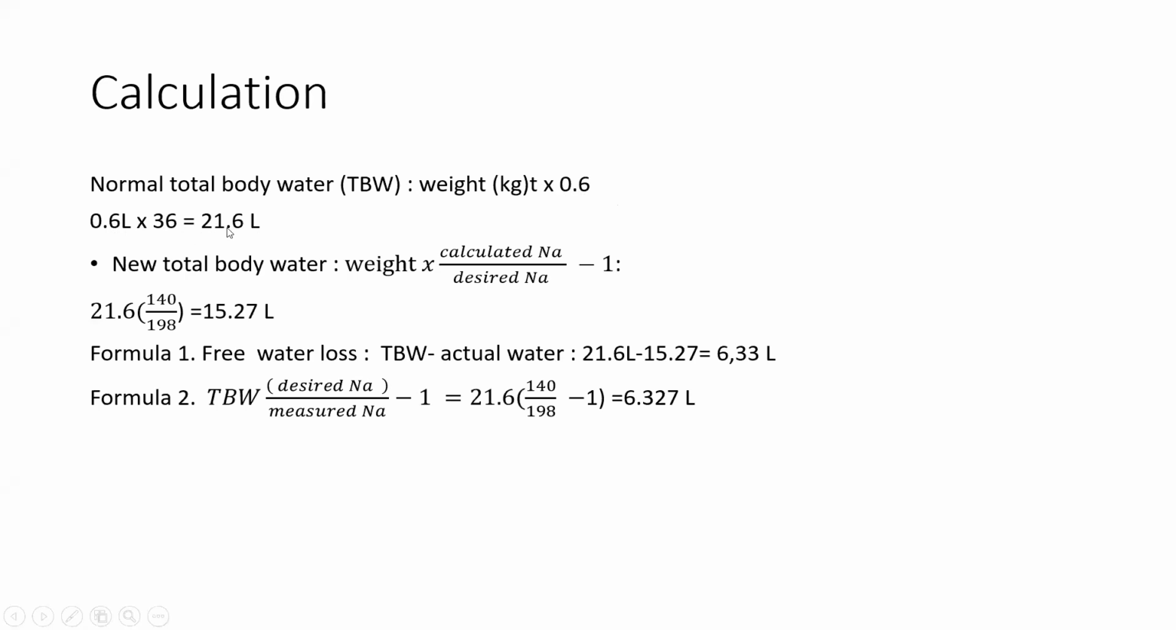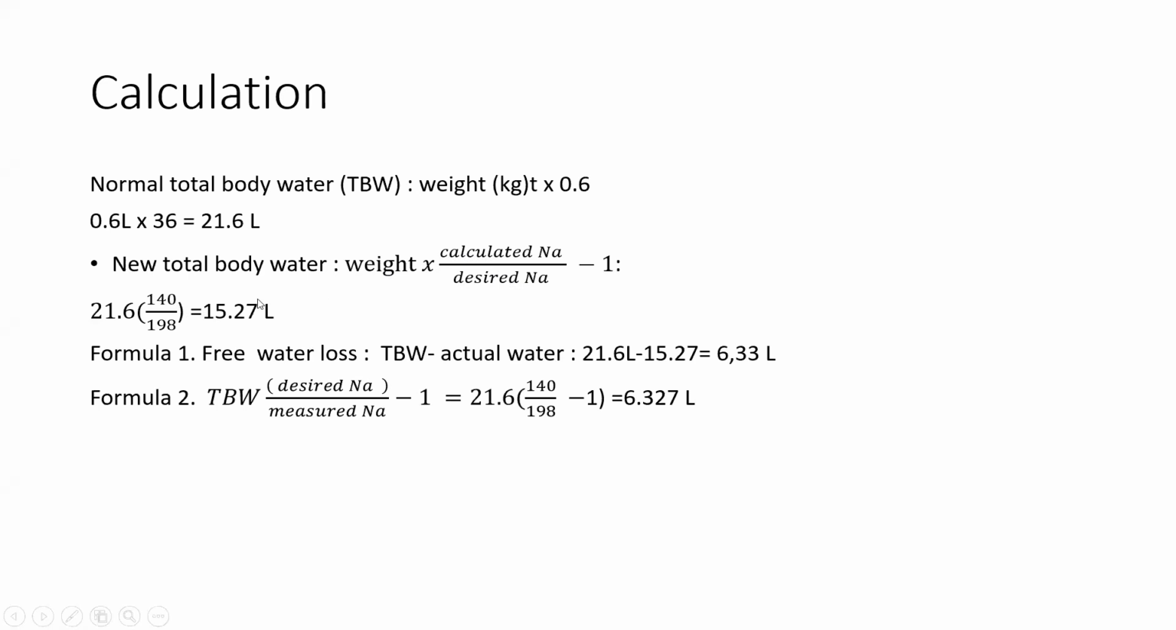This means that if this child is not dehydrated, the normal percentage of water, which is 60%, gives us 21.6 liters. Now we're supposed to also calculate the current water with the current sodium concentration, which was 195. Here I made a mistake in the calculations.